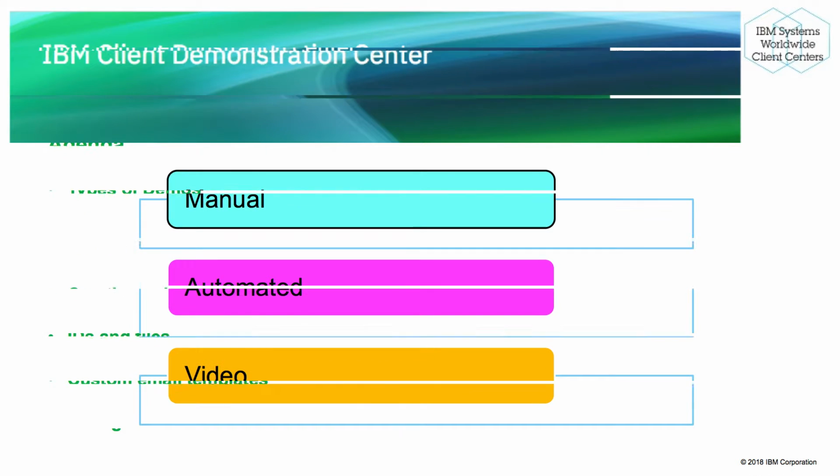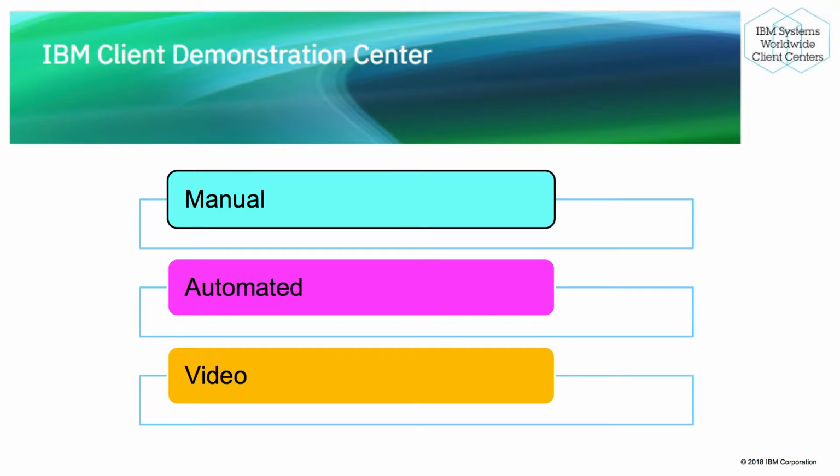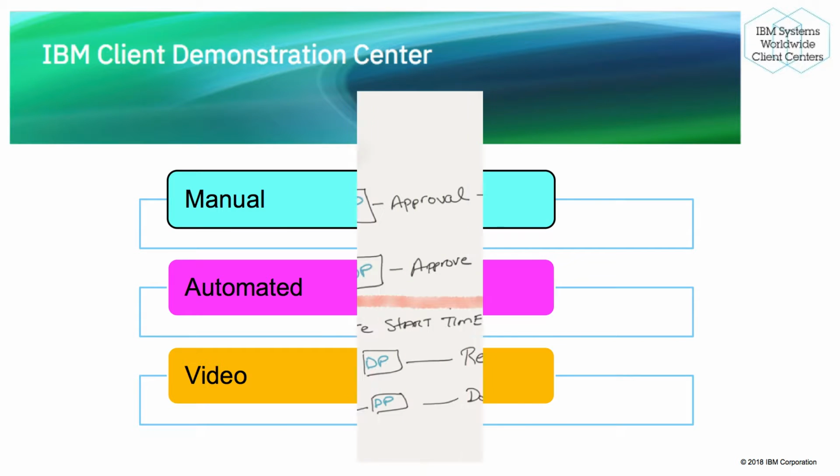Demo Portal offers 3 types of demos: manual, automated, and video. Once you decide what type of demo you will create, you can customize your content and even customize the emails that are sent to the users.